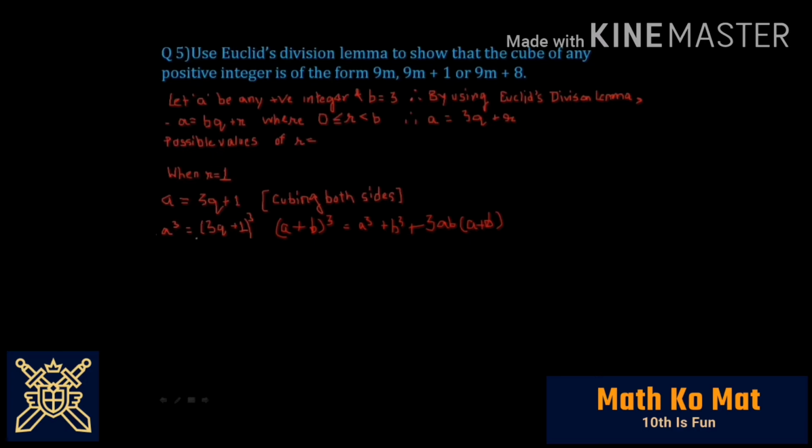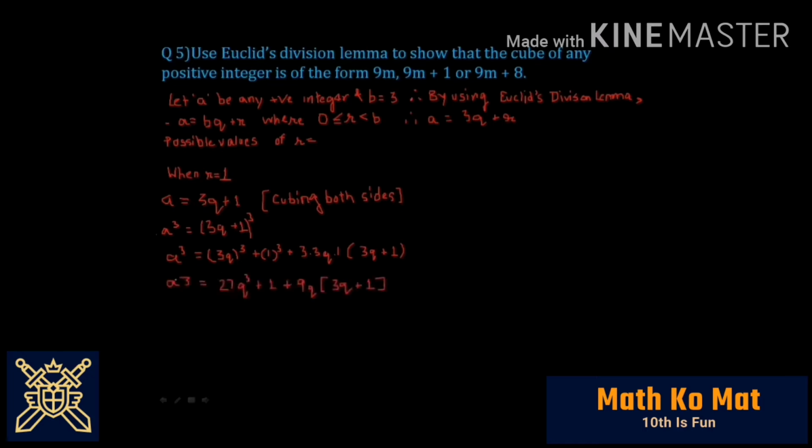So we'll put these values, that is 3q plus 1 in place of a. Therefore, a cube would be 3q plus 1's whole cube, that is 3q cube plus 1 cube plus 3 into 3q into 1 multiplied into 3q plus 1. So a cube is equal to 3 cube is 27, therefore 27q cube, 1 cube is 1, so plus 1, plus 3 into 3 is 9 into q is 9q, and 9q into 1 is 9q only, whole into 3q plus 1.